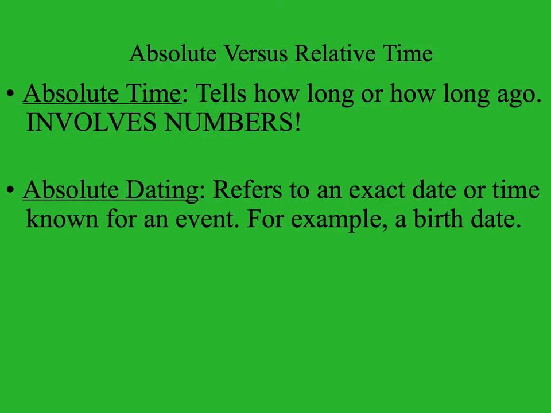To the contrary, absolute time tells how long ago, and it involves numbers and it's specific. In fact, a lot of people refer to absolute dating, or absolute time, as measured time. It refers to an exact date or time. For example, Mr. Marsh was born on September the 10th, 1980. That gives you an absolute date of when I was born, and obviously you know my exact age.